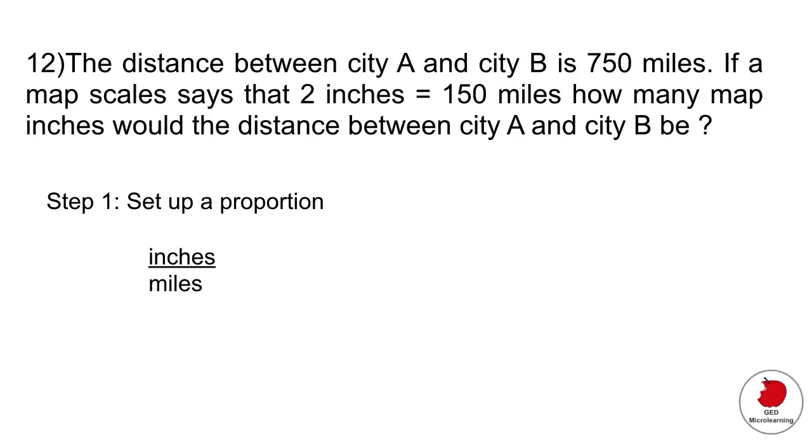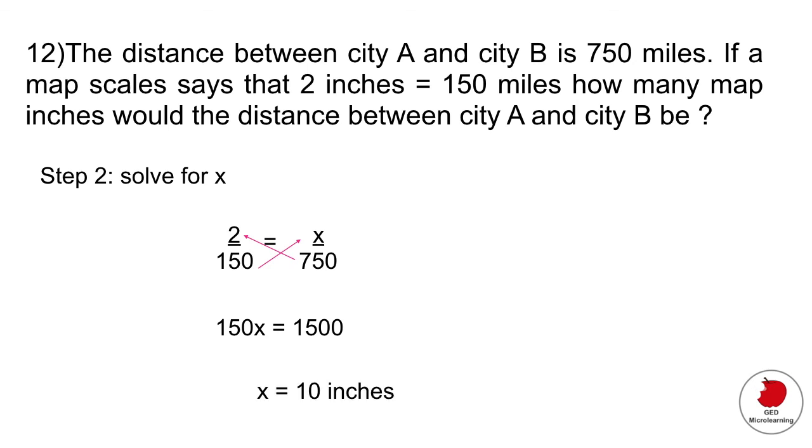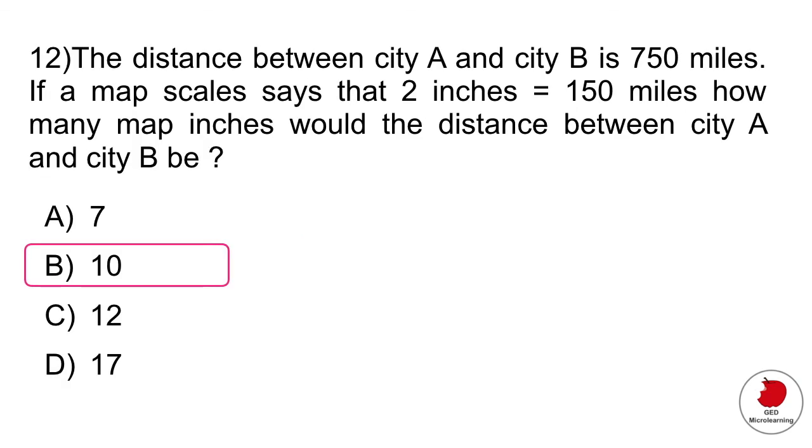So in this case, the proportion is this, inches to miles. They've told us that 2 inches is 150 miles, and now they want us to tell them how many inches that is equivalent to on the map. So you would plug your numbers in like that and solve for x. You do that by multiplying across like this. That gives you this number. And then in order to solve for x, you have to divide by 150 on the left side. Remember that what you do on the left, you have to do to the right, and that gives you 10 inches. Okay, that would be answer B.